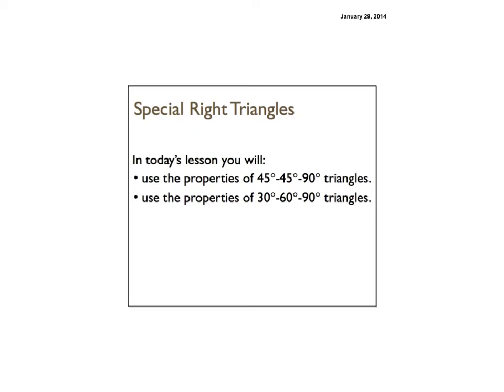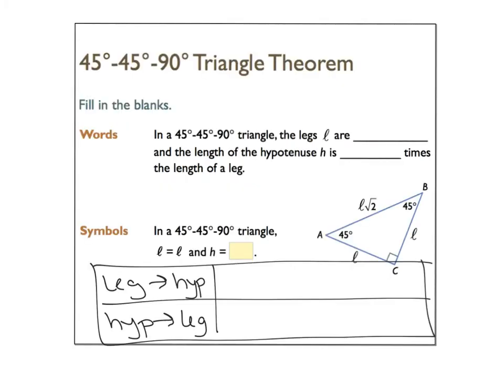All right, so today we're going to be talking about our first set of special right triangles, and that's going to be our 45, 45, 90 triangles. Now, when I say special right triangles, we have two different kinds, the 45, 45, 90, and the 30, 60, 90. What these numbers are referring to are the angle measures in these right triangles. So 45, 45, 90 has a 45-degree angle, a 45-degree angle, and a 90-degree angle.